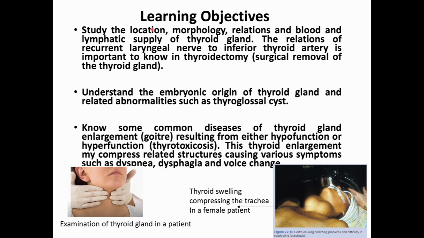Today I discuss the anatomy of thyroid gland. Here are the learning objectives, where you should know the morphology of the gland, blood supply, related nerves, and embryology also. You also have to know a common disease of thyroid gland, like thyroid gland enlargement, which we call goiter, which could be hyperfunction, like thyroiditis, or hypofunction.